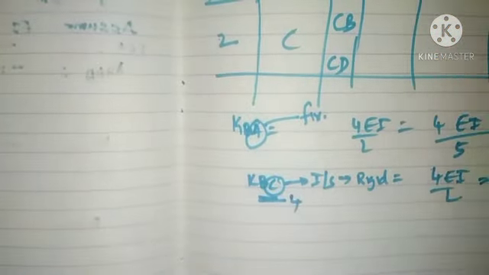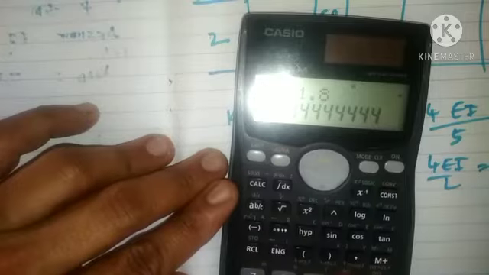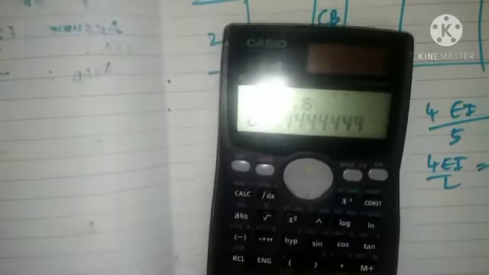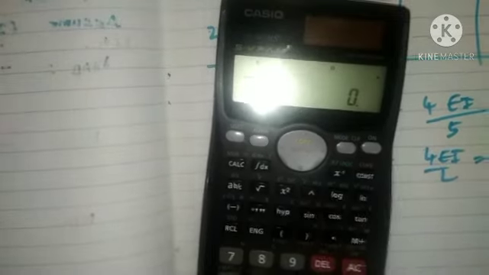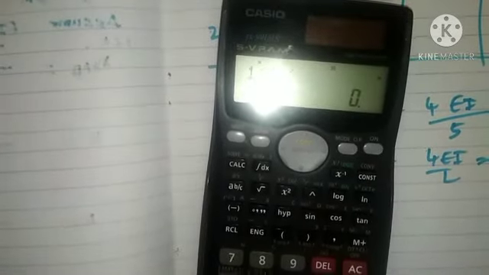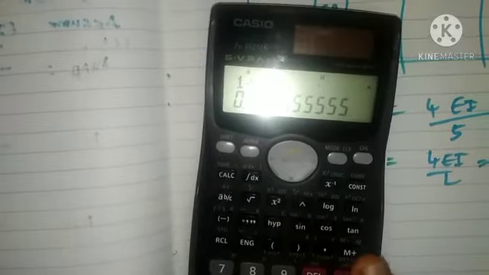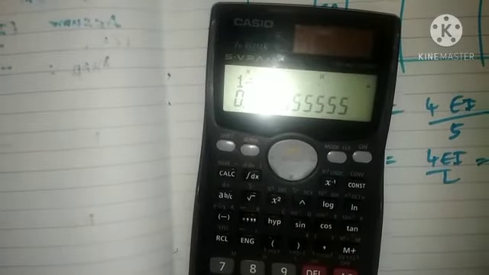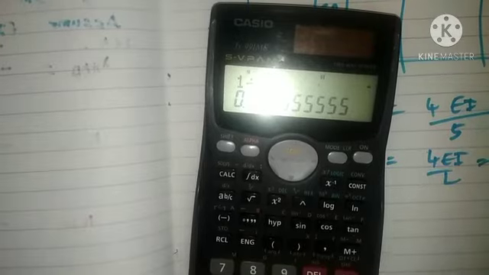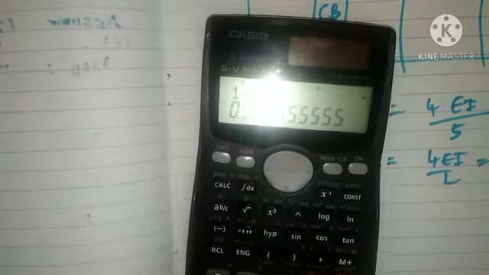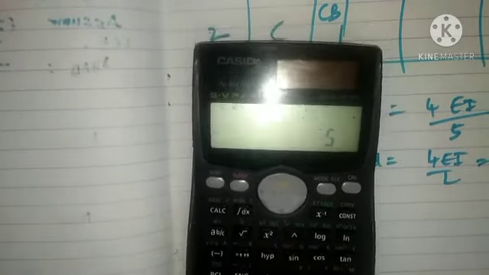And when you find the distribution factor, it will be 0.8 divided by 1.8. EI will get cancelled, so the distribution factor will be 0.8 divided by 1.8, which is 0.44. Likewise, here it will be 1 divided by 1.8, which is 0.56, because the total summation should come as 1. So you will make it 0.56. That is the value of the distribution factor for BC.